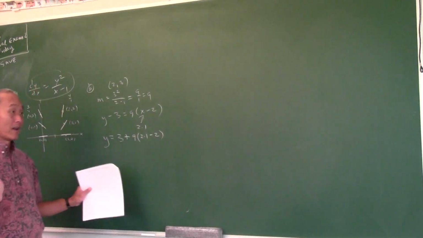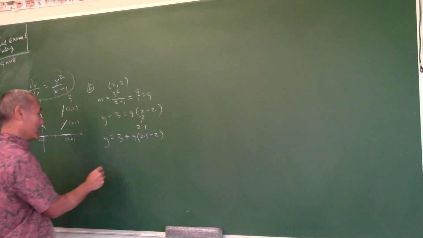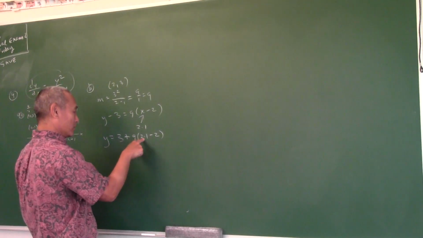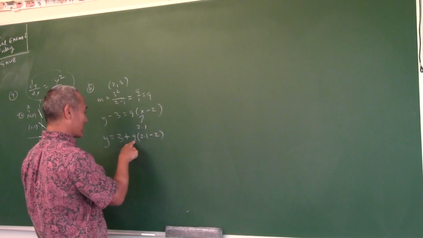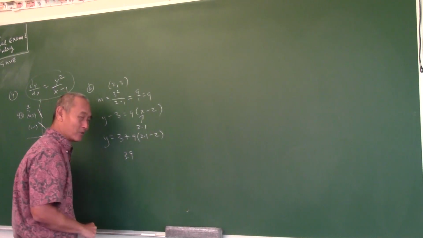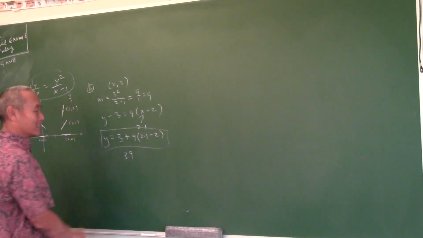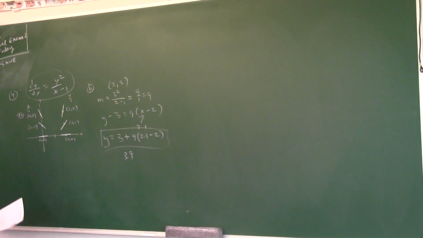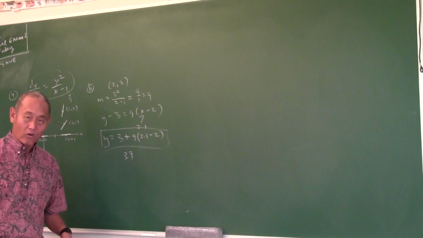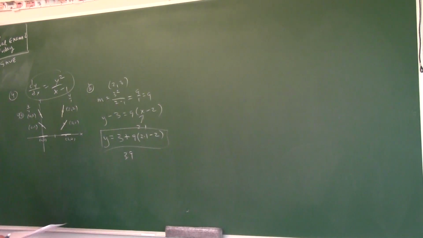You can leave your answer like that. You don't have to simplify it, but if you want to, 2.1 minus 2 is 0.1, times 9 is 0.9, so 3.9. Then just leave your answer like this. That's easy. Now, they didn't ask for an under or overestimate, but I'm guessing this year they will.